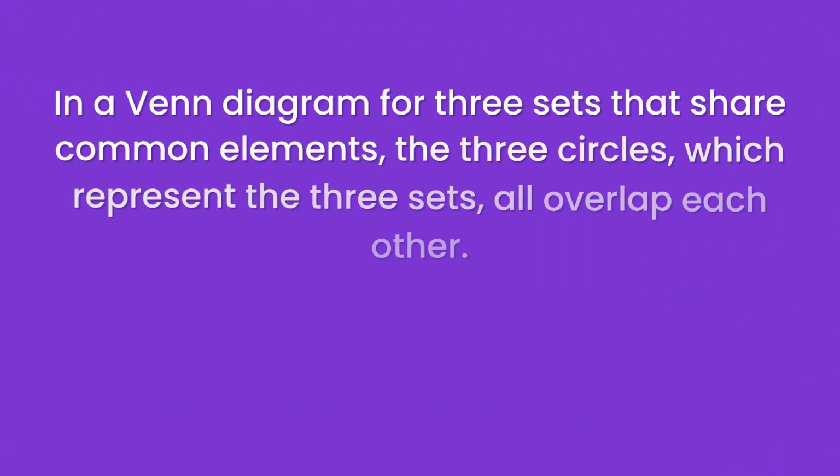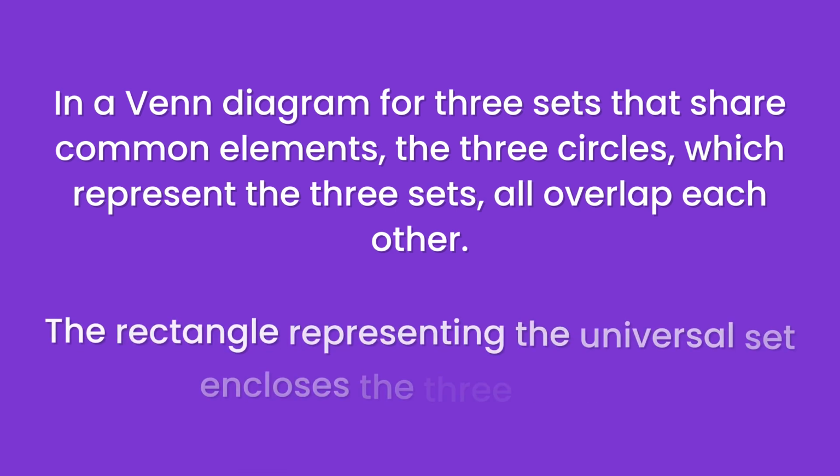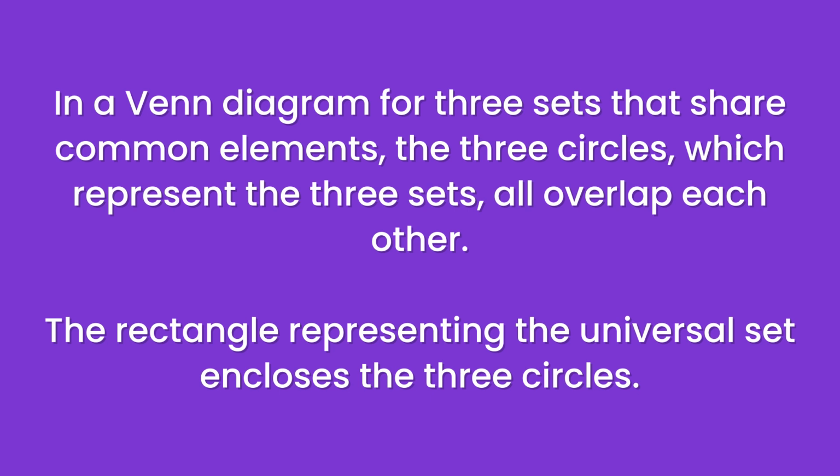In a Venn diagram for three sets that share common elements, the three circles, which represent the three sets, all overlap each other. The rectangle, representing the universal set, encloses the three circles.